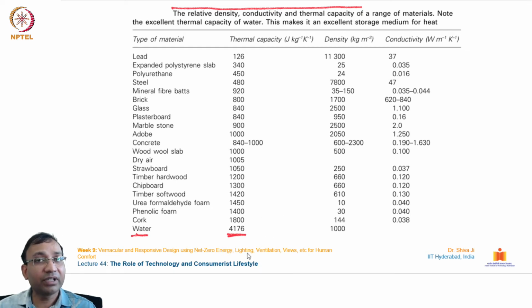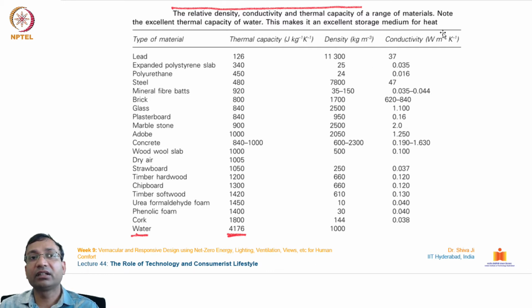So what if we use water as a material for creating thermal capacity in structures? For example, if you want to reduce the heat quotient of our building, how efficiently can we utilize water itself as one material?